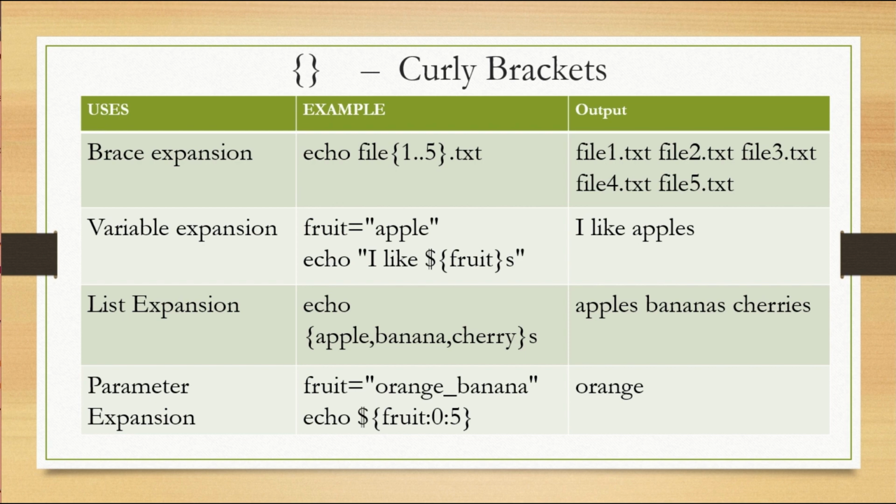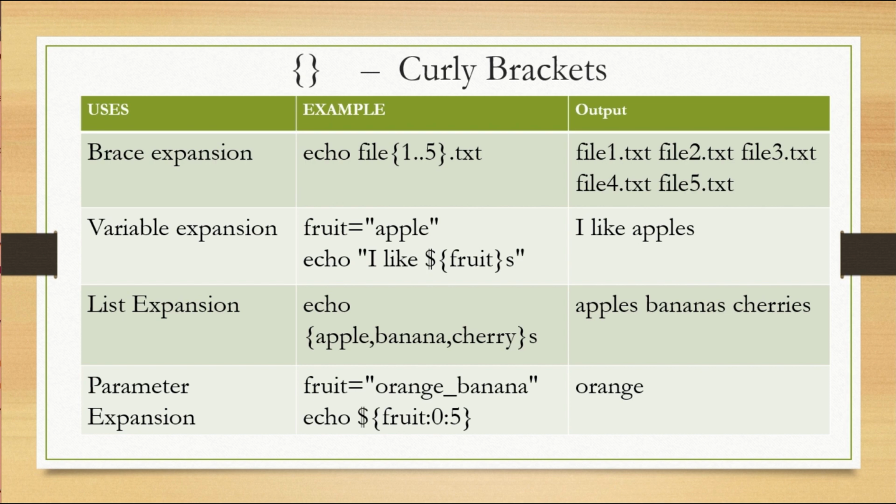Let us check the second type of expansion. The second type of expansion is the variable expansion. In this case, let us check our example. We are given a variable called fruit, and the variable is assigned apple, and we are going to echo I like $, open the curly bracket, fruit, close the curly bracket, s. Then the fruit is going to be expanded, and the value that is assigned to the fruit is going to be substituted, and the output will be I like apples.